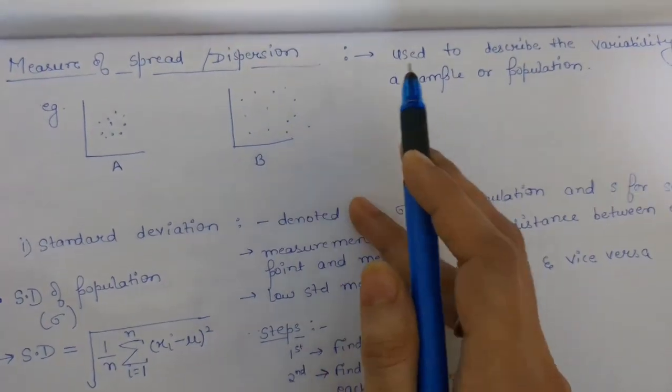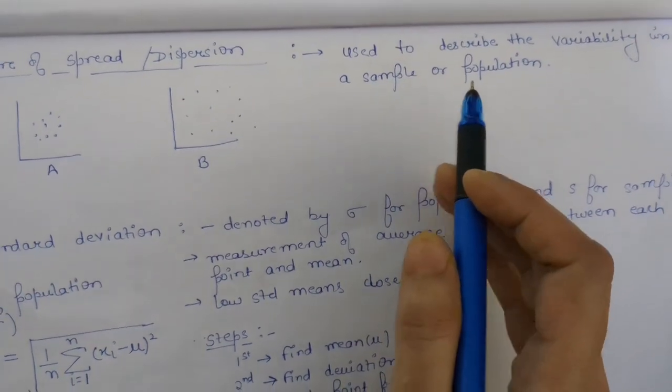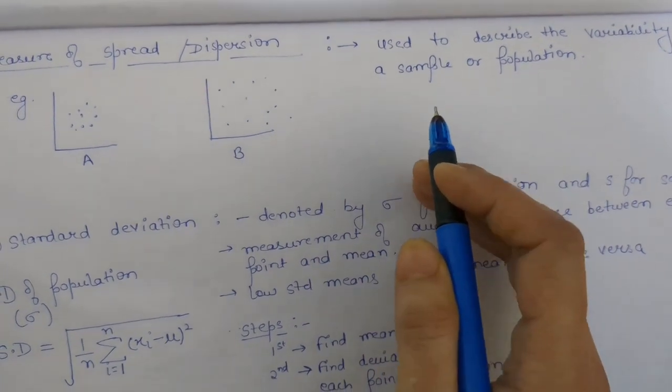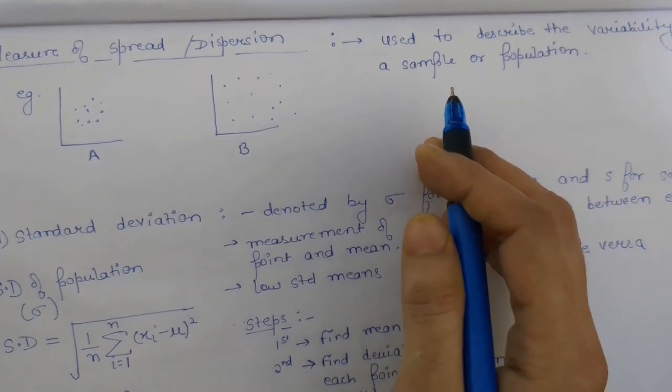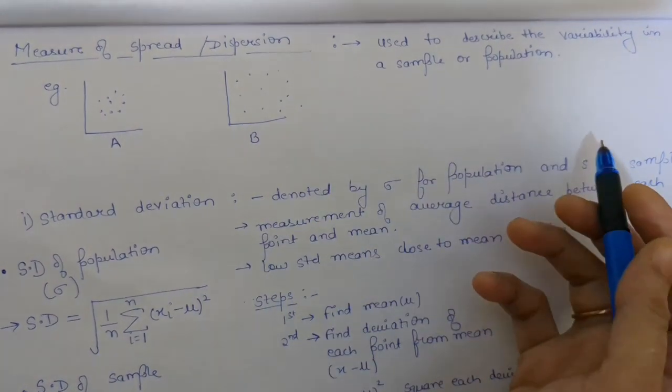Measure of dispersion is used to describe the variability in a sample or population. It means it is used to see whether the data points are close to each other or far away from each other, or whether they are close to the mean or far away from the mean.